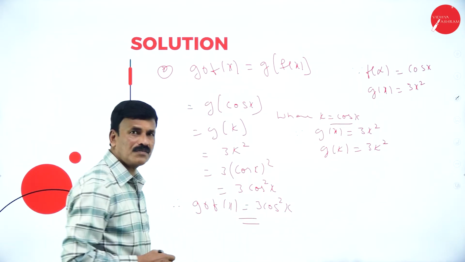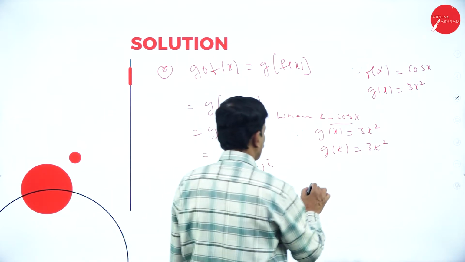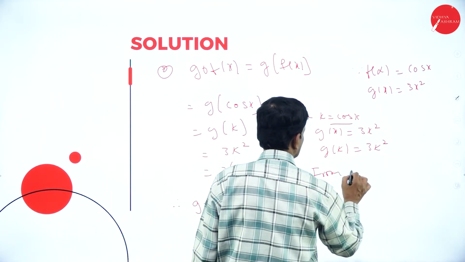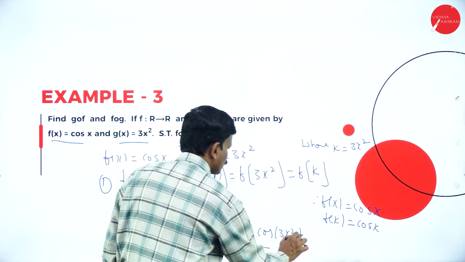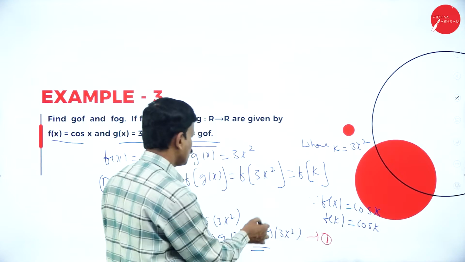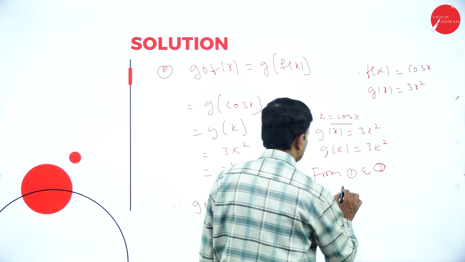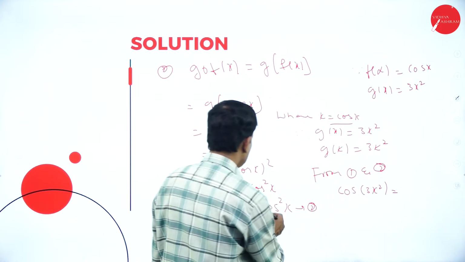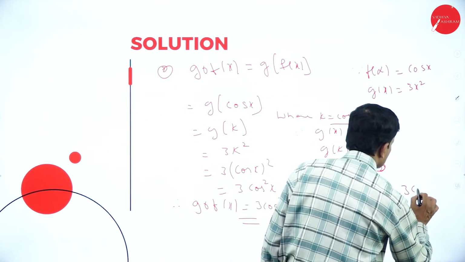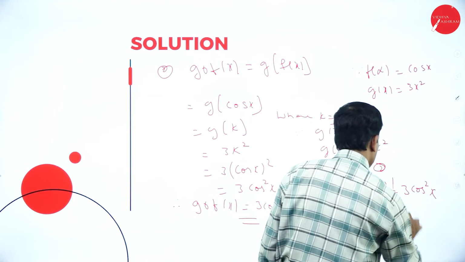Right. Now what do you say from these two, 1 and 2? Let us represent this as equation number 2 and the earlier one as equation number 1. From 1 and 2, what do you say? One is cos of 3x square, another one is 3 cos square x. These two are not equal.